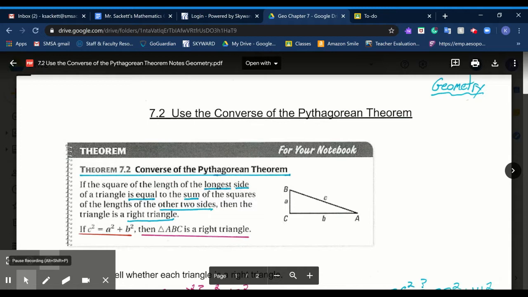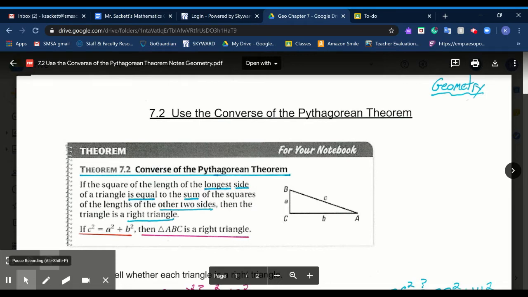So in this section, we are now looking at the converse of the Pythagorean theorem, which states, if the square of the length of the longest side of a triangle is equal to the sum of the squares of the lengths of the other two sides, then the triangle is a right triangle.